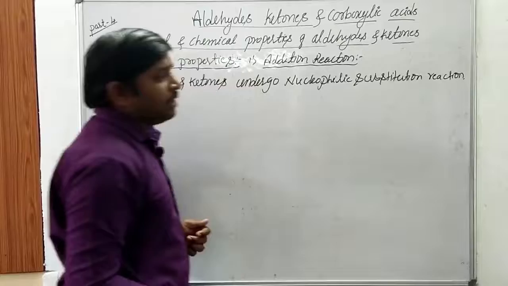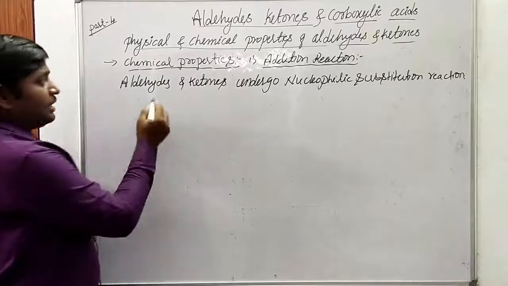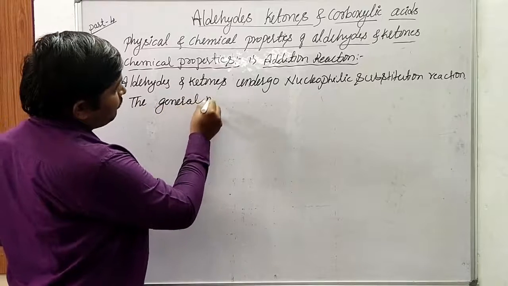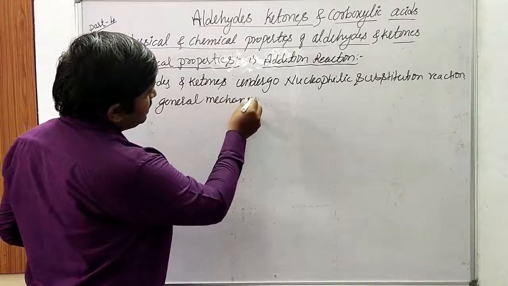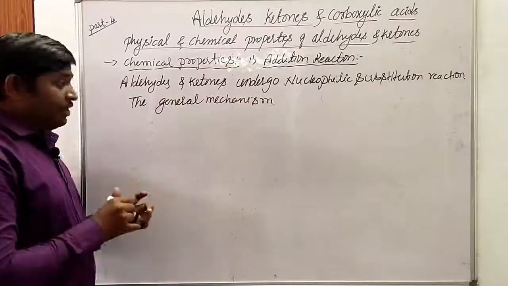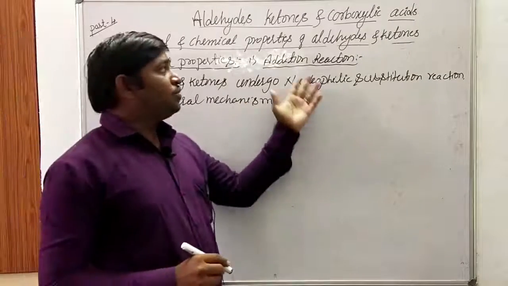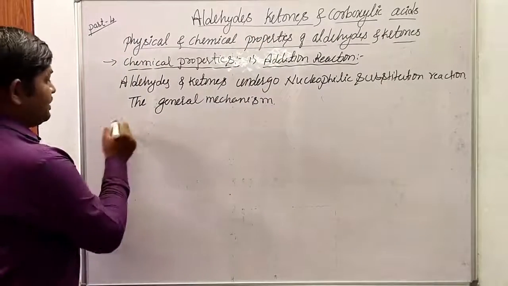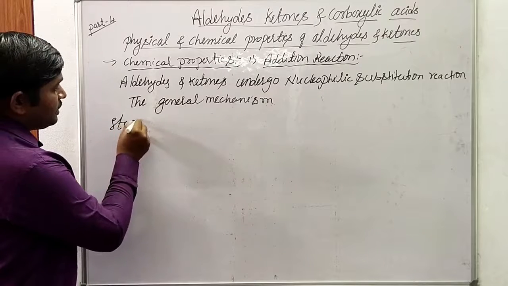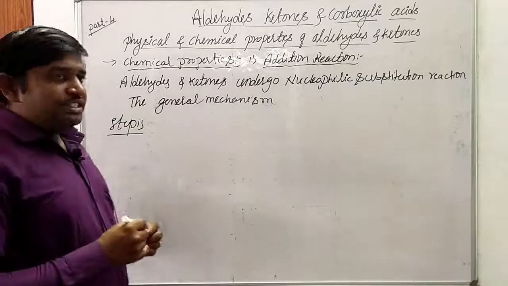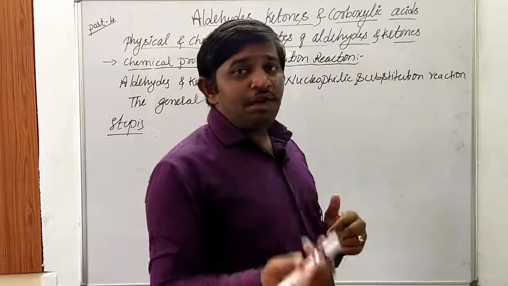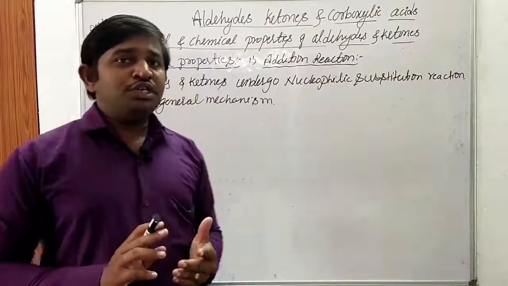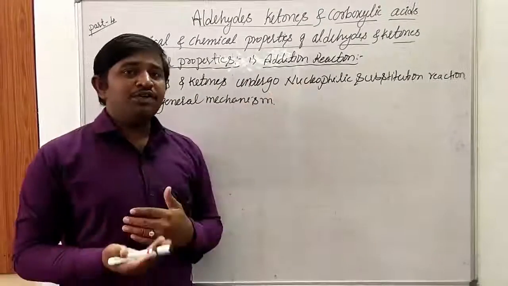Nucleophilic addition reaction. Let us consider the general mechanism for the addition of nucleophiles to any aldehydes or any ketones. Here, it consists of two steps. So in the first step, what happens? In the first step, the attack of the nucleophile takes place at the carbonyl carbon atom. And why? Because it is partially positive in nature. The nucleophile is a negatively charged species.